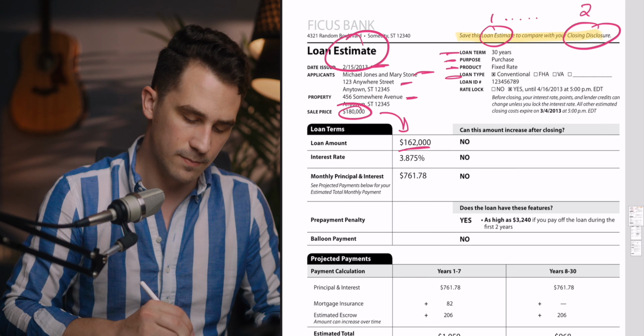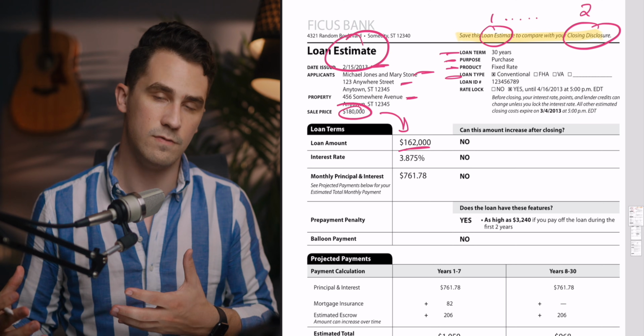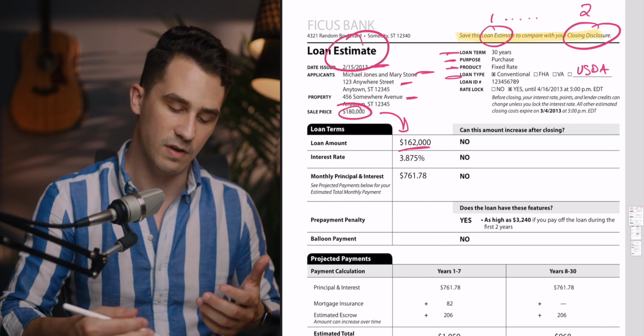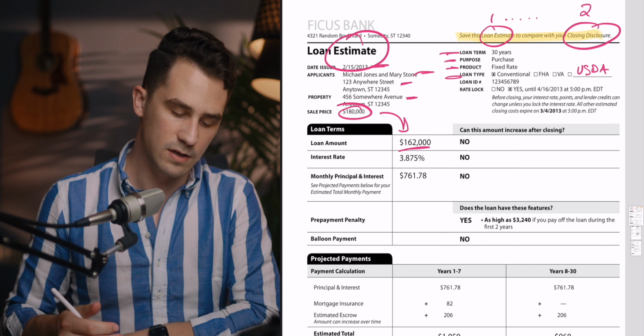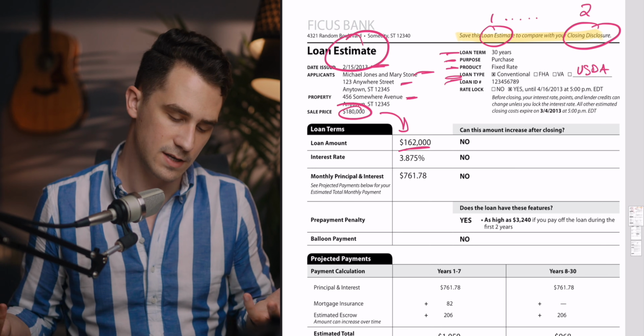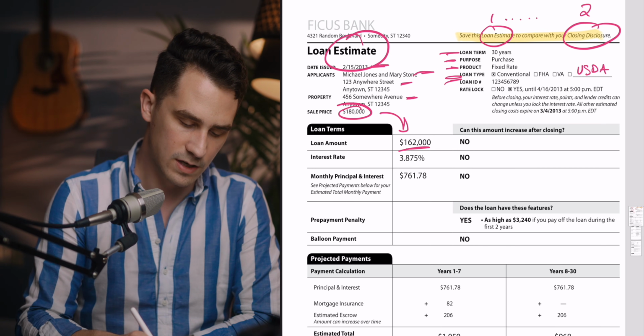Then what is the loan type? We're looking at conventional, FHA, VA. Another option in here could be something like USDA or maybe a portfolio loan. It could be in here as well. Loan ID, this is just tracking your loan in a database. Nothing too important to keep track of there.